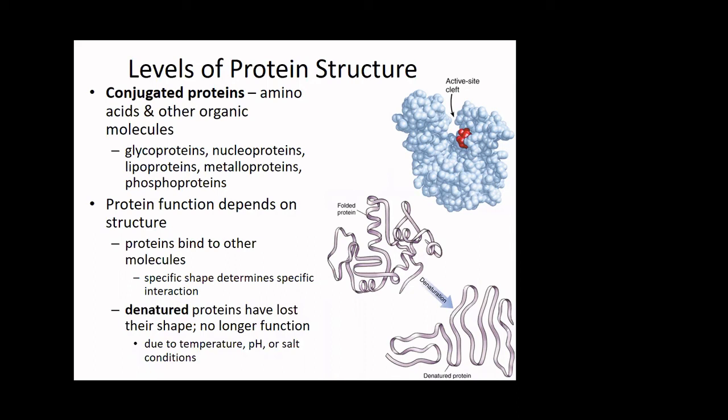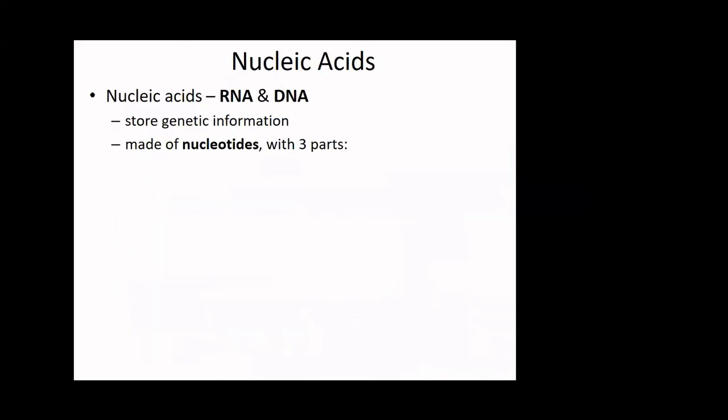Things like high temperatures can denature a protein. Really extreme acidic or basic pHs can denature a protein. The amount of salt present in solution can denature a protein. So proteins are very specific. They're also pretty sensitive to their environments.